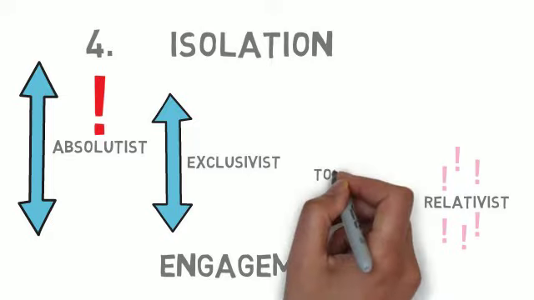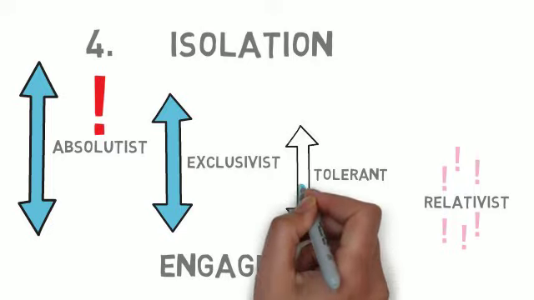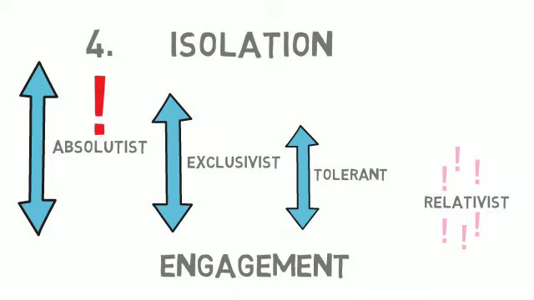Tolerant. People and groups with this approach think their beliefs are the truth, but accept that others disagree and don't seek to change their minds. They may or may not engage in dialogue and cooperation with others.